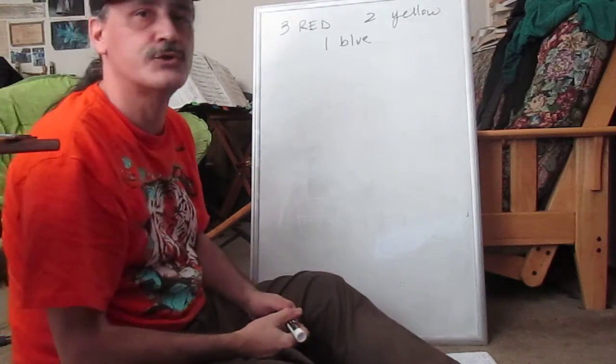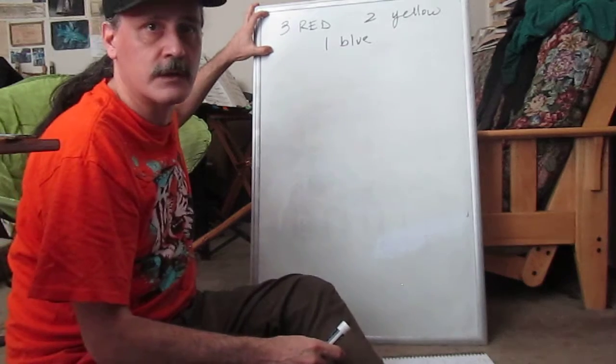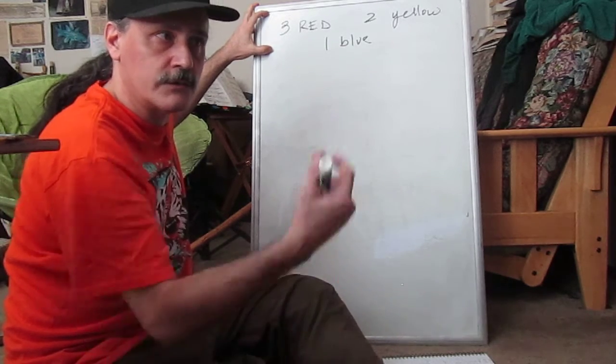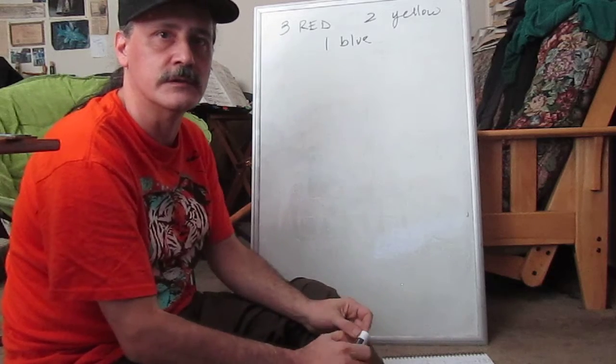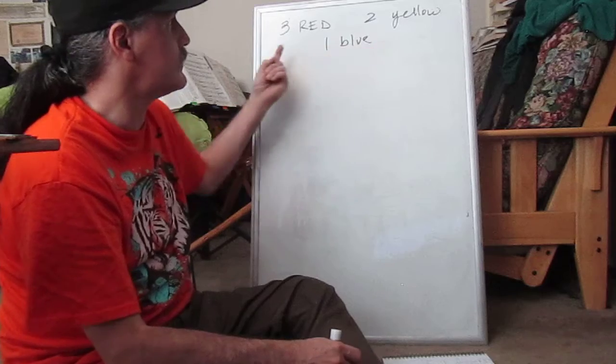Now let's say we had a triple ratio. So let's say we want to mix a particular hue of paint. Now the hue is how the color looks. Is it green? Is it purple? Is it pink?